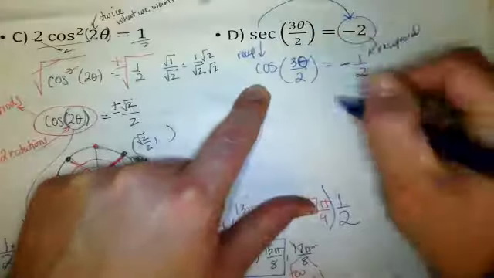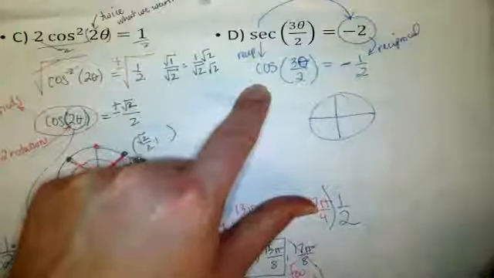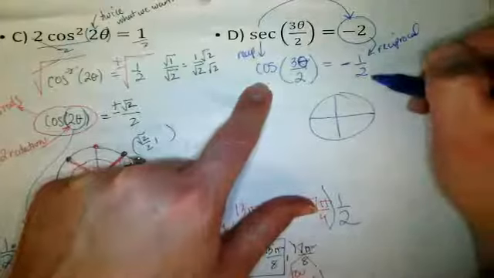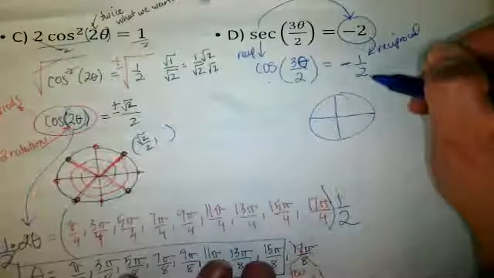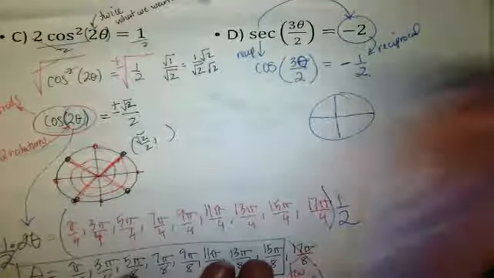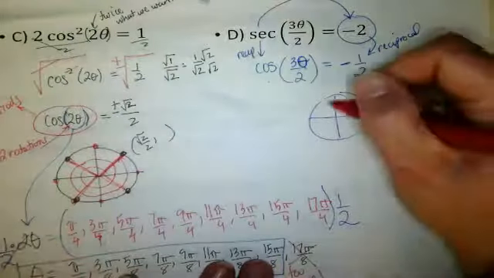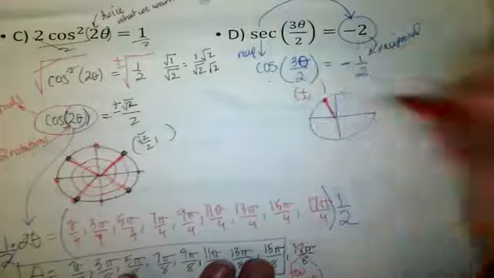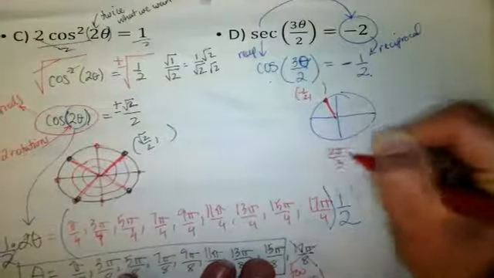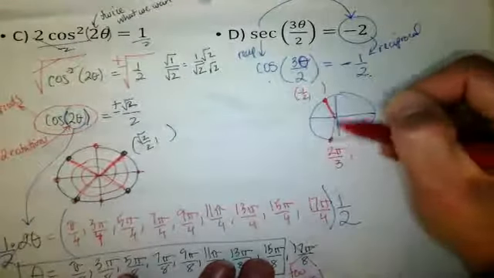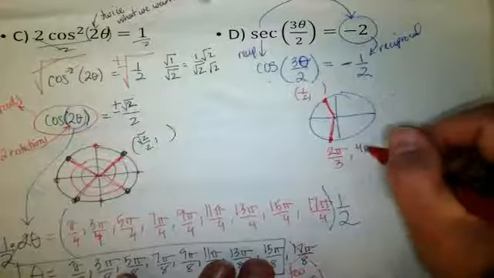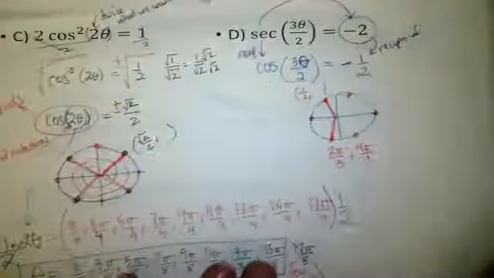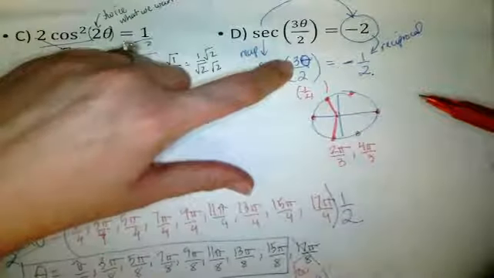And we say to ourselves, looking at my unit circle, where does cosine have a value of negative 1/2? 2 pi over 3 right there. Good. Negative 1/2. Good. 2 pi over 3. And 4 pi over 3. Very good. 4 pi over 3. Now, oh, this is 3 pi over 2.